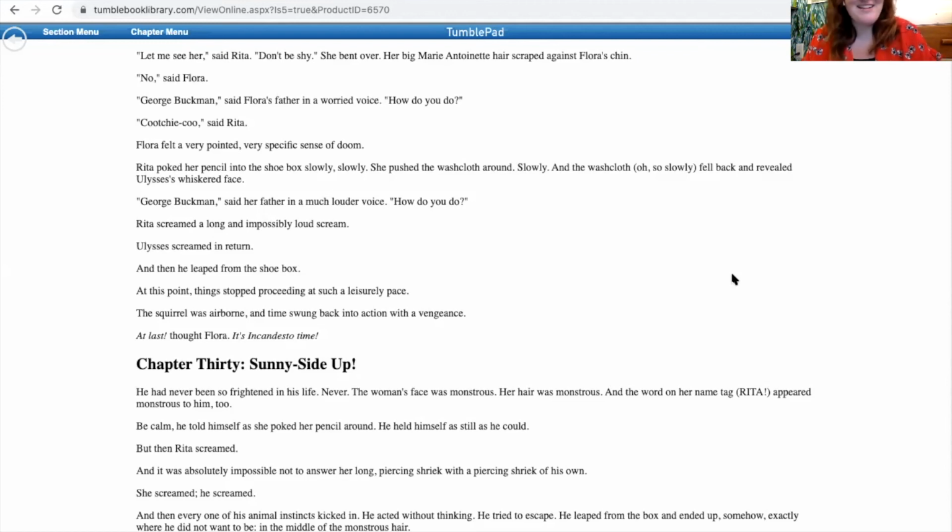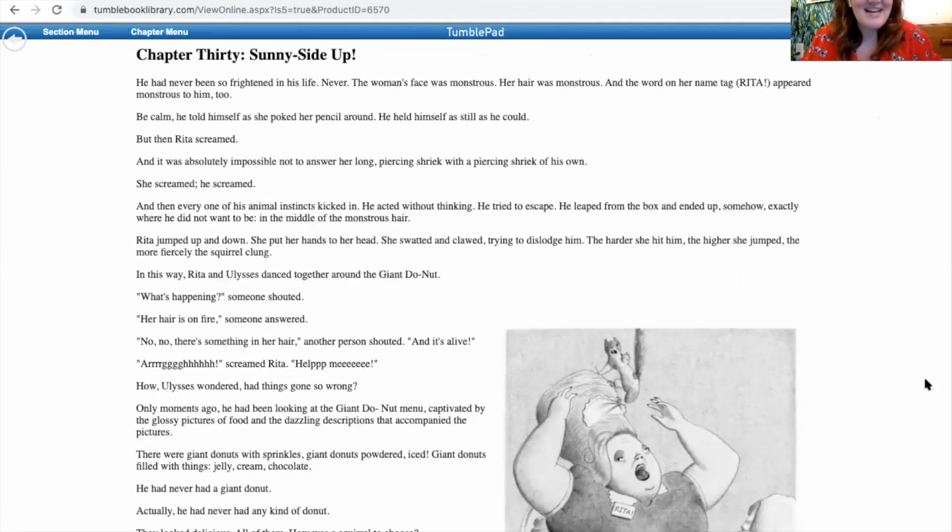face. George Buckman, said her father in a much louder voice. How do you do? Rita screamed, a long and impossibly loud scream. Ulysses screamed in return, and then he leapt from the shoebox. At this point, things stopped proceeding at a leisurely pace. The squirrel was airborne, and time swung back into action with a vengeance. At last, thought Flora, it's incandesto time. Chapter 30, Sunny Side Up.